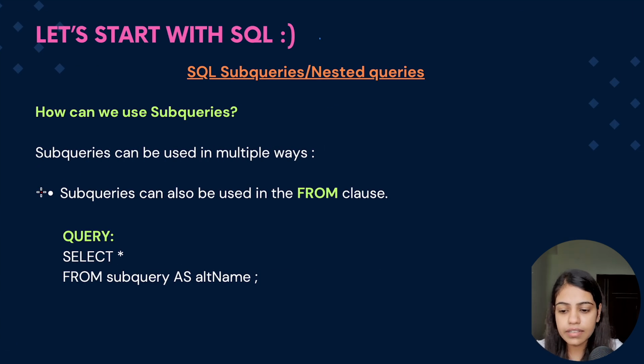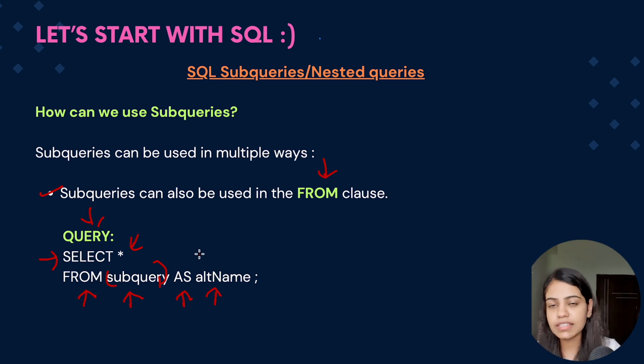Now the third way is that subqueries can also be used in the from clause. So we can also use a subquery inside the from clause. Let's see the query. Here we are giving select and star, which basically selects all the columns. Then we are providing from, and inside this from we are using the subquery, and then we are providing an alternate name, an alias, for the result we are getting from the subquery. So let's see from examples how we can use the subqueries inside the select, from and where clauses.